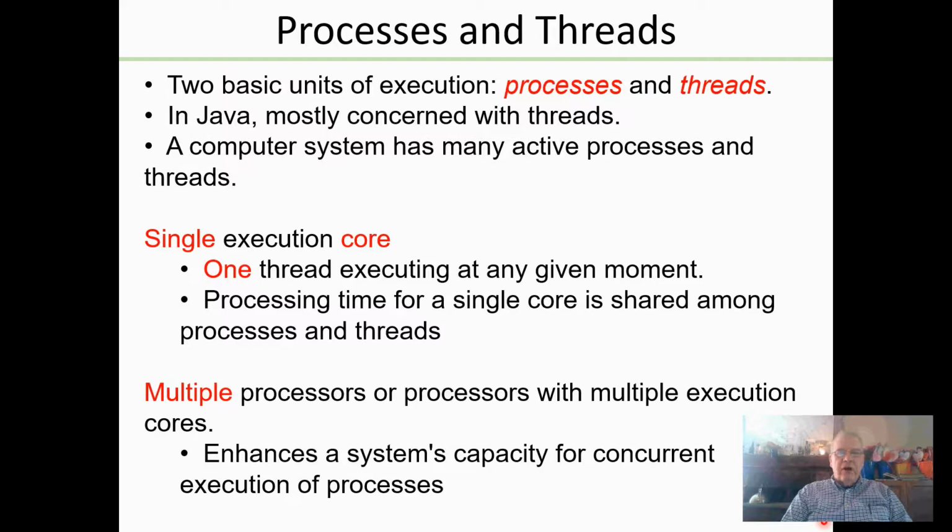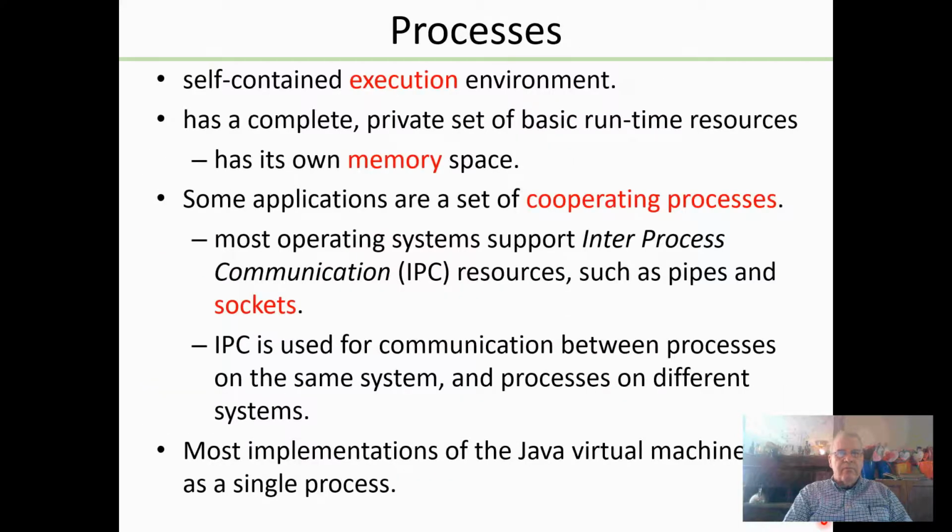But first let's talk about how a thread executes in a single core, and then you can generalize to how multiple processes or processors can execute. So a process is a self-contained execution environment. It has its own memory space. All the things we talked about in the memory management lab apply to each process.